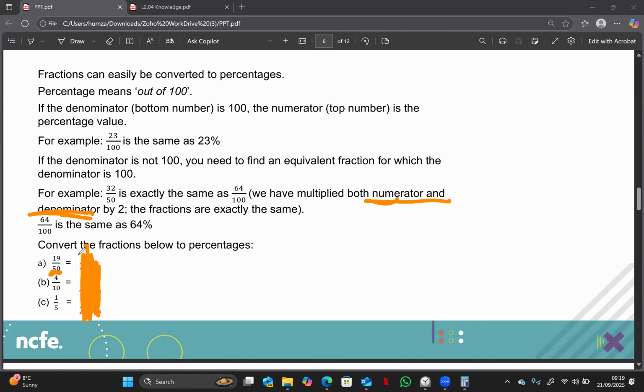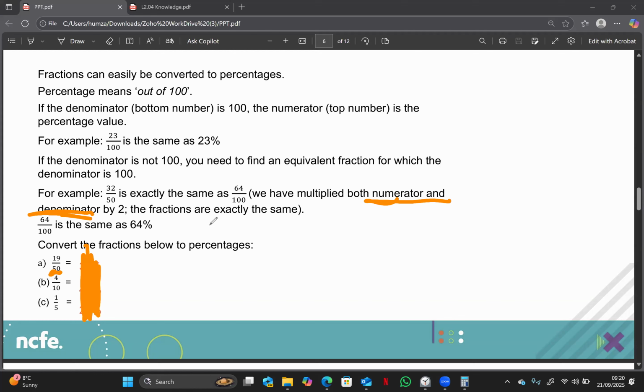100 divided by 50 is 2, right? If 100 divided by 50 is 2, then what is 50 times something equals 100? What is it? 50 times 2. Exactly. So we would do 50 times 2.